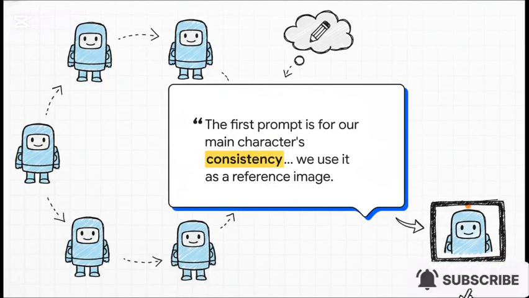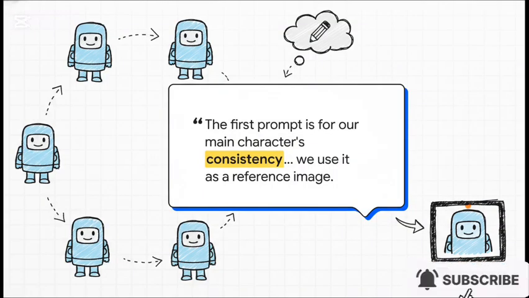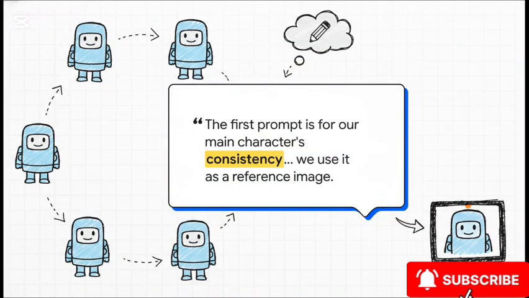But here's the classic problem, right? How do you make sure your main character looks like the same person in every shot? Well, this GPT has a genius solution. The very first prompt it gives you is dedicated only to creating your main character. You make that image first, and then you use it as a visual reference for every other scene. And boom, perfect character consistency, totally free.